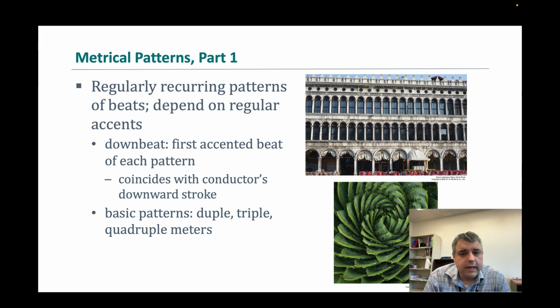Now, the first beat of a pattern, or the first accented beat of each pattern, is called a downbeat. We would also say that the first beat of every measure is called the downbeat. In addition, it coincides with the conductor's downward stroke. If a conductor is going to conduct, he would start and go down like that, and with his hand going down on the downward stroke, he's delineating this downbeat, or the start of a musical piece.